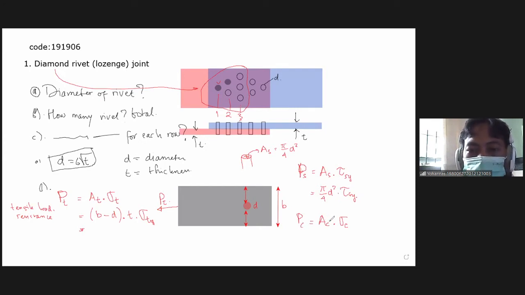So where is the crushing area? The crushing area is the projected area of the rivet. Here we have the diameter, and this diameter has the thickness. So the crushing area must be the diameter times the thickness. So here we have the crushing strength capacity.